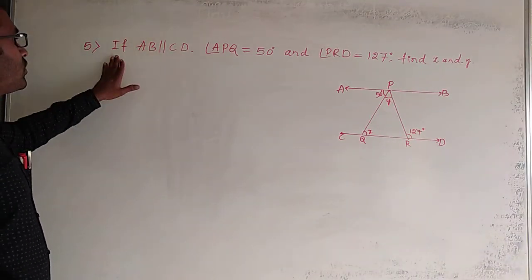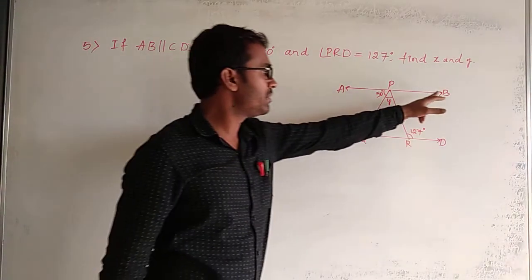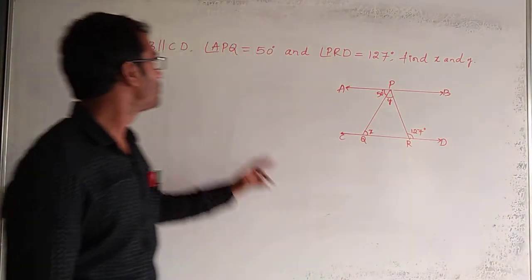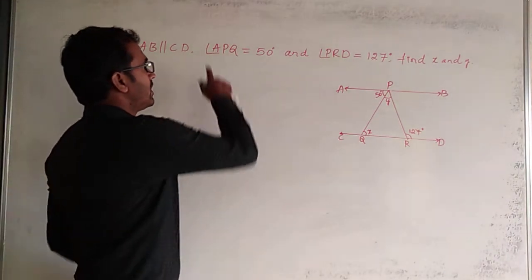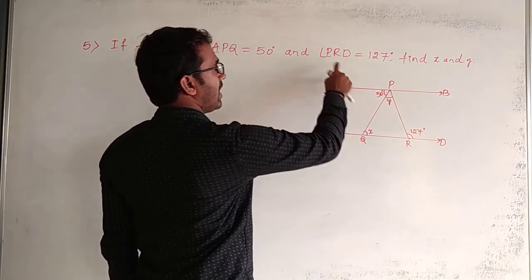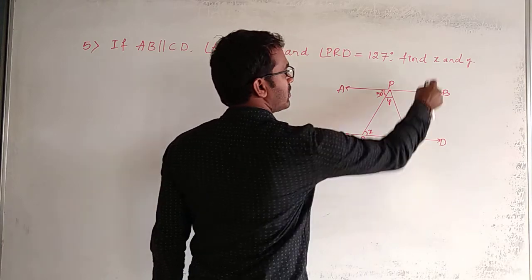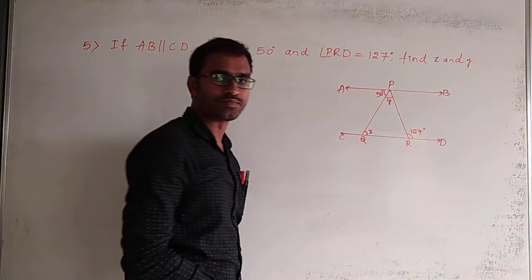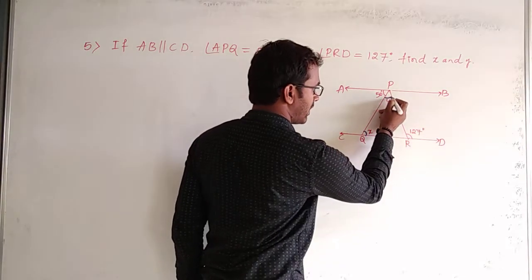See the question. In the figure, if AB is parallel to CD, this line, AB is parallel to CD, and angle APQ equal to 50 and angle PRD equal to 127. Find x and y. How do you find the angle? Find the x angle and also find the y angle.